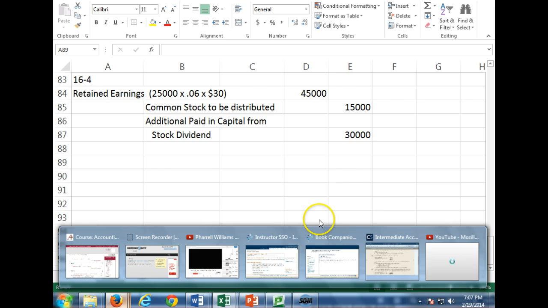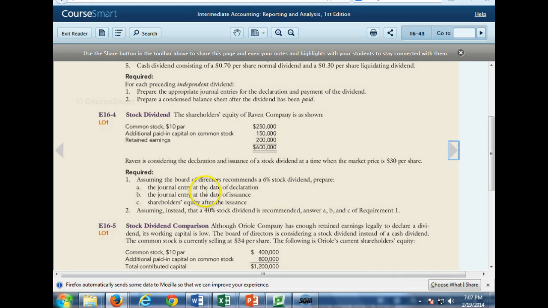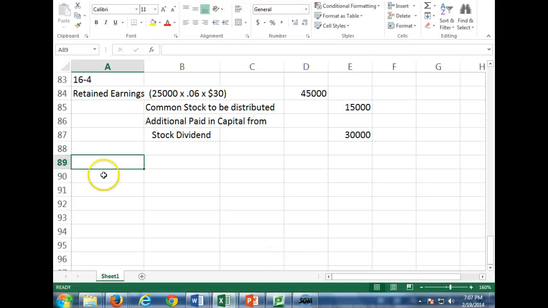Now, the next one that we're looking at is what is going to be the journal entry at the date of issuance. So the journal entry at the date of issuance is going to be stock. I'm still confused by the 15, how we got the 15,000 and the 30,000. Stock, common stock, okay. Comes to be distributed.